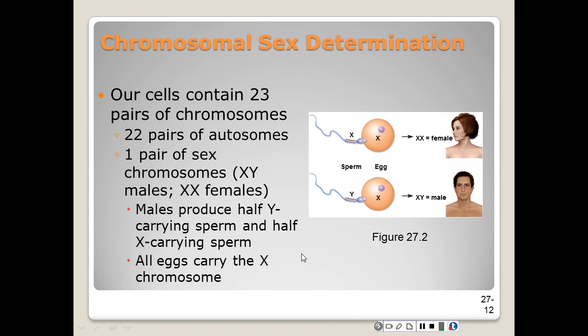So let's look at chromosomal sex determination. Our cells contain 23 pairs of chromosomes, correct? We have 22 pairs of autosomes and 1 pair of sex chromosomes, where XY would be the males and XX would be the females. The males produce half Y-carrying sperm and half X-carrying sperm. And of course, all eggs are going to carry an X chromosome.